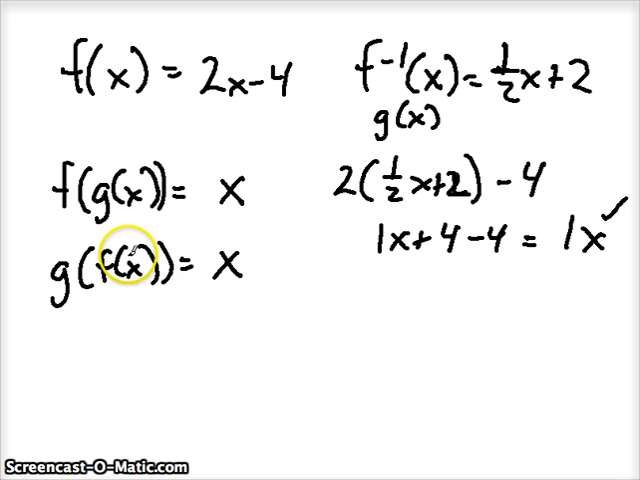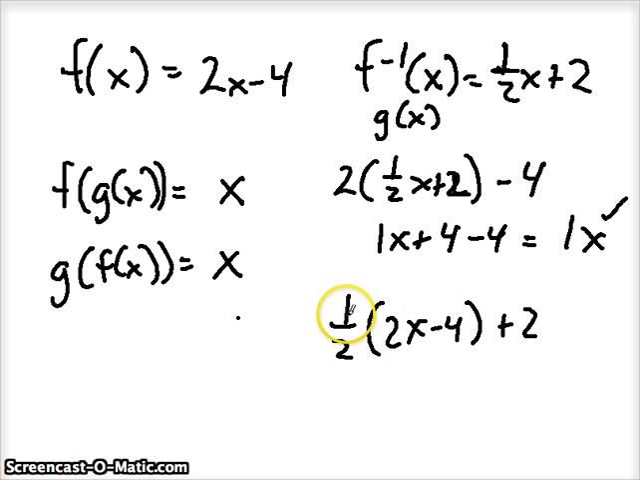Good so far. Let's check the other one, the g of f of x. Now I'm going to start with f of x and plug that function into my input for g of x. So I have 1/2 of 2x minus 4, and then add 2 to that and see what happens. What's half of 2x? 1x. What's half of negative 4? Well, that's negative 2. If I add 2, I just get 1x. So doing both of them gave me x, or 1x, so they are in fact inverses of each other.